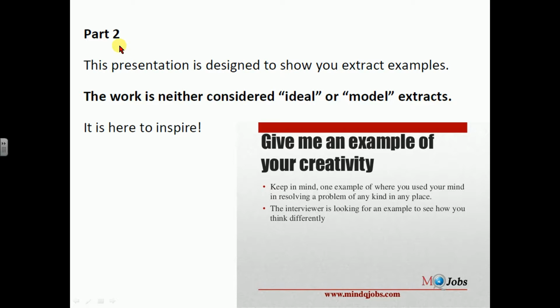Part 2 is where hopefully the extracts presented are there to give you some inspiration. I wouldn't consider them necessarily ideal or model extracts, so don't go away with that impression. They are good examples and have features that I want to talk about.